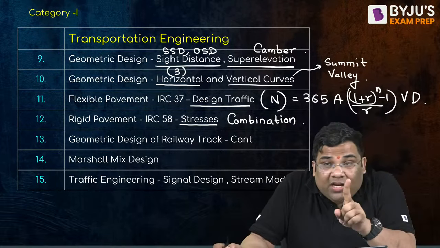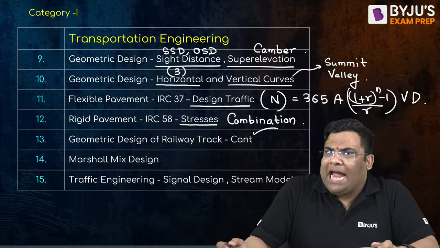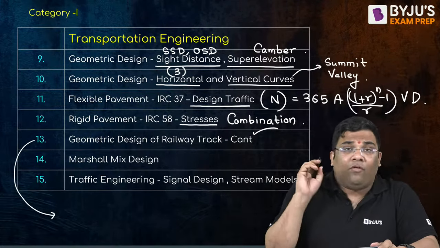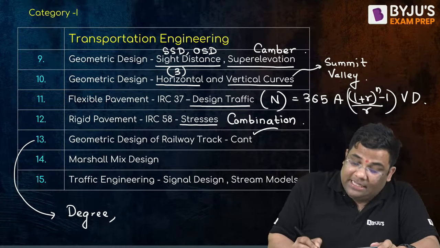Then in geometric design of railway track, you should be covering what? Cant. In cant, you should cover what? I will tell you. First, you should cover the degree of a curve. Yes.